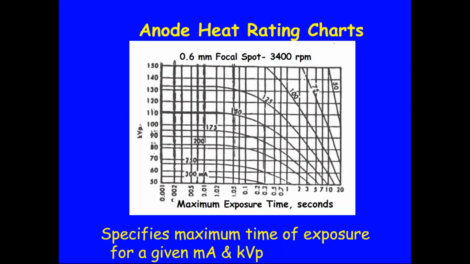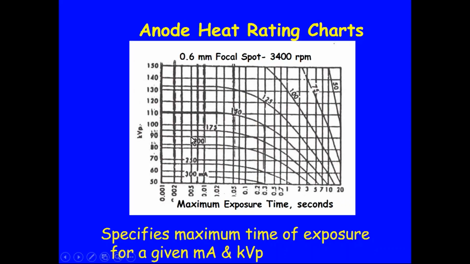Let's take a look at this. First of all, look at the caption. This particular one is for 0.6 millimeter focal spot, 3,400 RPM. Right there, we know it's single phase because notice 3,400. Three phase would have given me 10,000. But this is single phase, 3,400 RPM. And notice that this is the small focal spot. Remember in general radiography, small was around 0.6 and large was around 1.2.